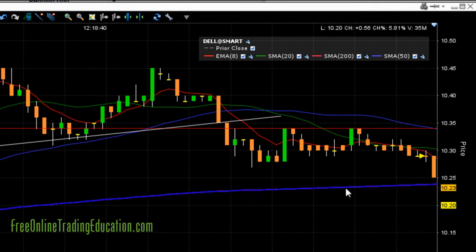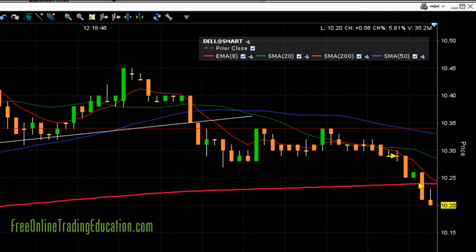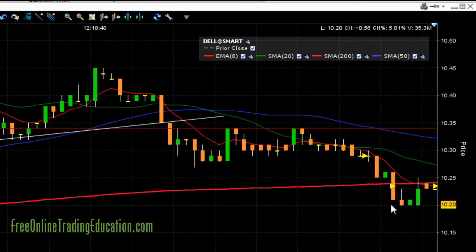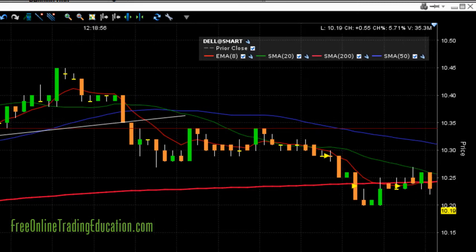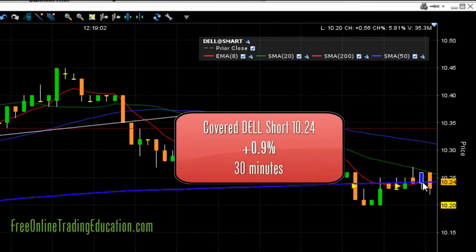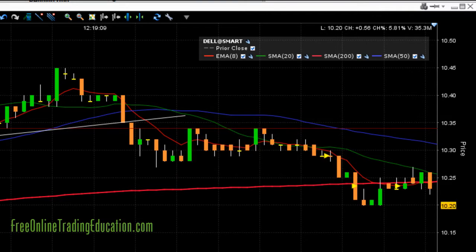Now we have this line here. This is the 200 period moving average, big red. Let's see if it can break that. Yeah, bam, there we go. Great, down here to the 1020 area, and then pop back up. Now it's resistance here. This is good news, and it popped above it, so I went ahead and got out right here at 1024 for 0.9% in 30 minutes.